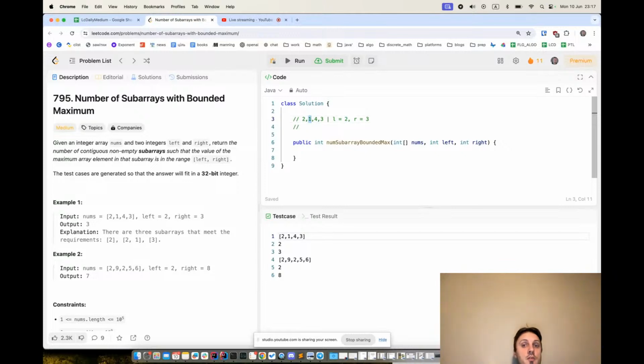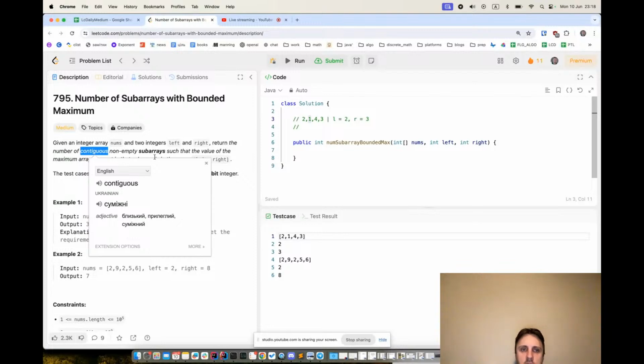Then we can have the array of 1. Can we have the array of 1? That meets the requirements. Okay, and 3. And why can we have the array of 1? Given an integer array nums and two integers left and right, return the number of contiguous, maybe contiguous. Okay, so contiguous.